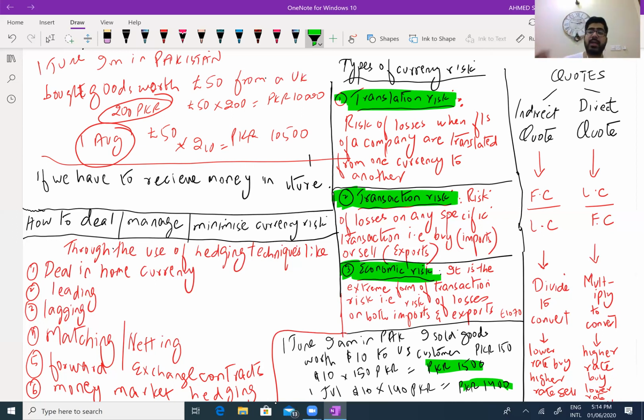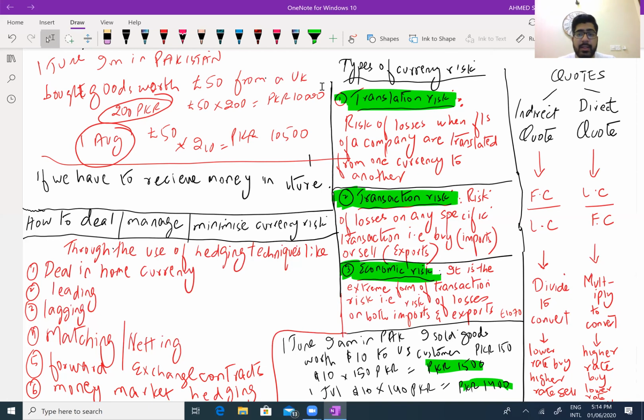So now try to understand what currency risk is. I told you the definition that currency risk is the risk that currency rates will go up if you have to pay, or currency risk is the risk that currency rates will go down if you have to receive. Whenever you are paying, there's always a risk that rates may go up. When you're receiving, there's always a risk that rates may go down. This is called currency risk.